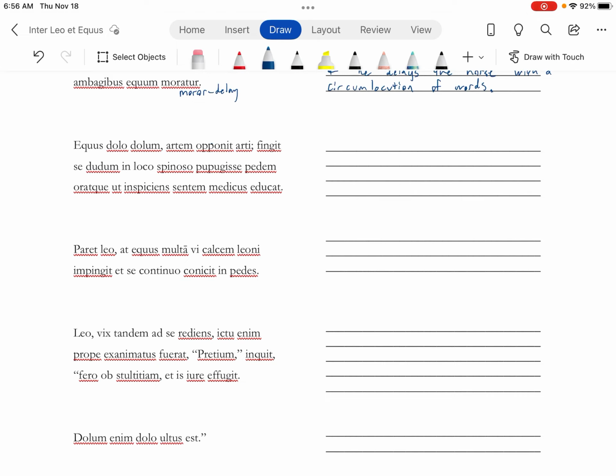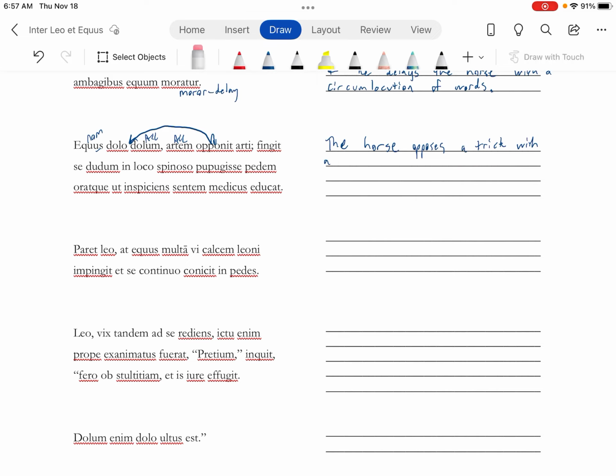We have a parallel construction here. We need to put this verb here and right here where it is. This is our nominative, you've got that us business. So the horse opponit, opposes. All right, dolum. So here's your accusative. And this is actually going to be accusative too. Opposes a trick with a trick.